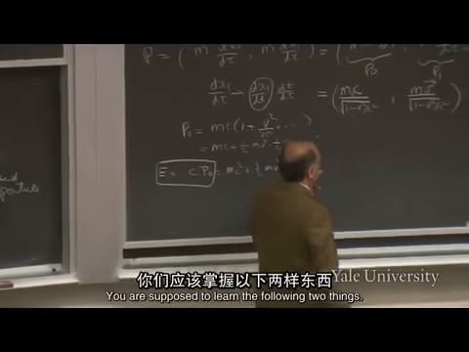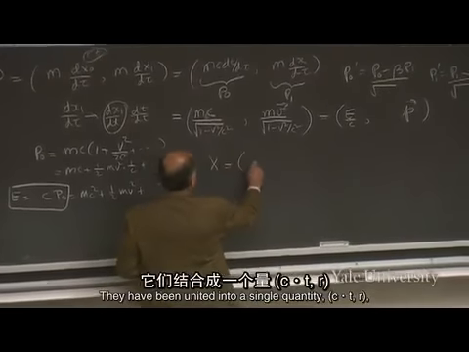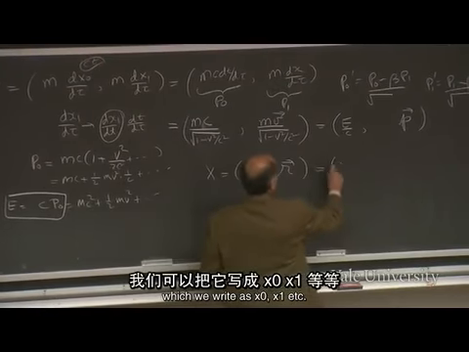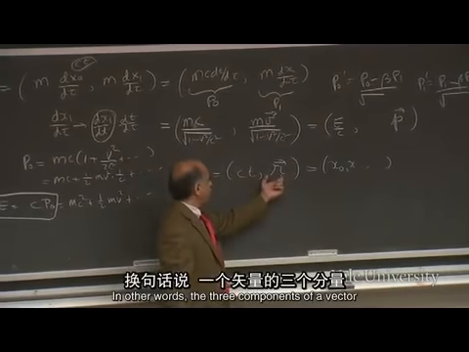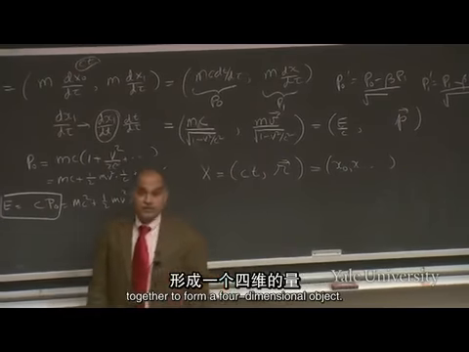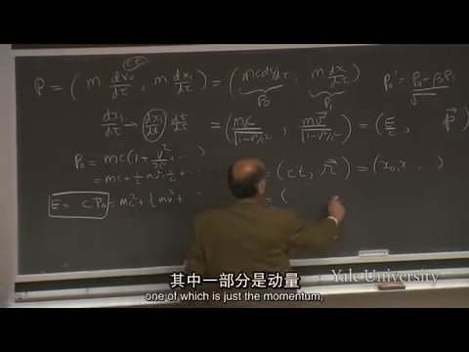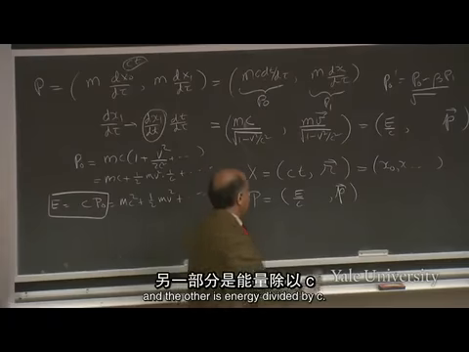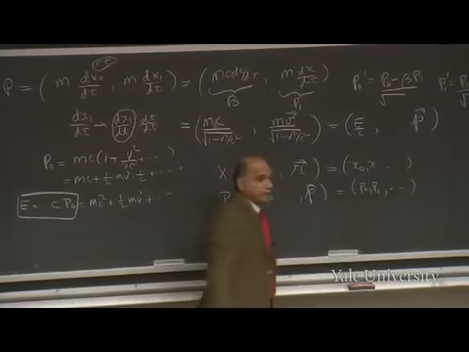You are supposed to learn the following two things. In the old days, we had time and we had space. They have been united into a single quantity, ct, r, which we write as x0, x1, etc. In other words, the three components of a vector joined with one quantity that looks like a scalar together form a four-dimensional object. Now we are learning that there's another four-dimensional object, one part of which is just the momentum, and the other is energy divided by c. And we want to call that P0, P1, etc.